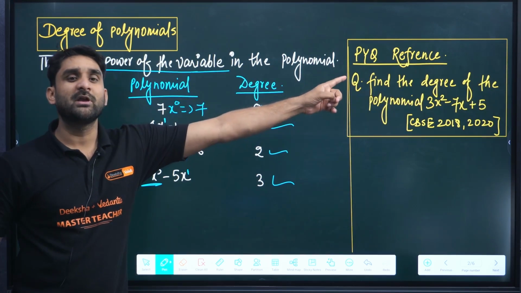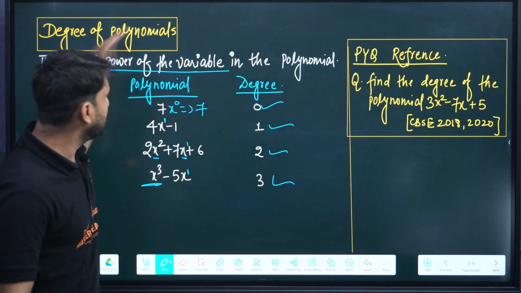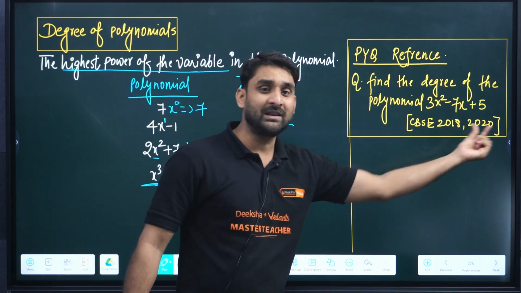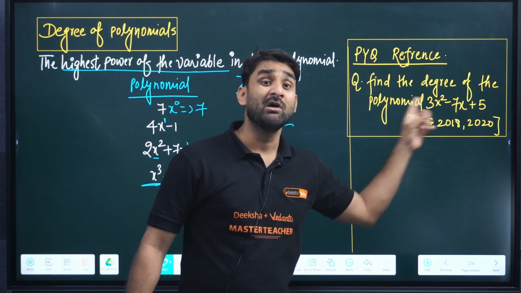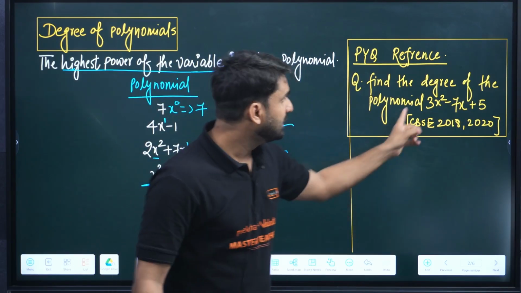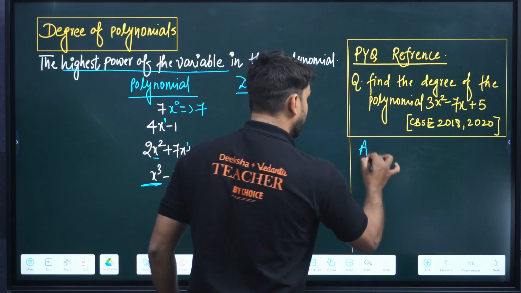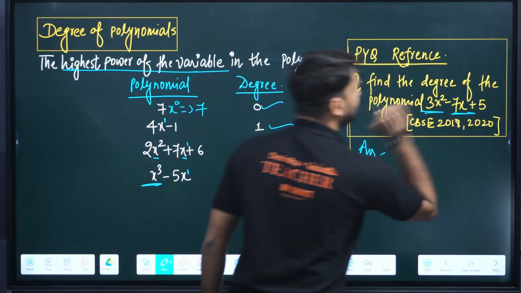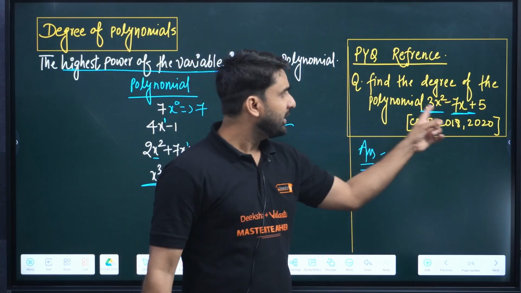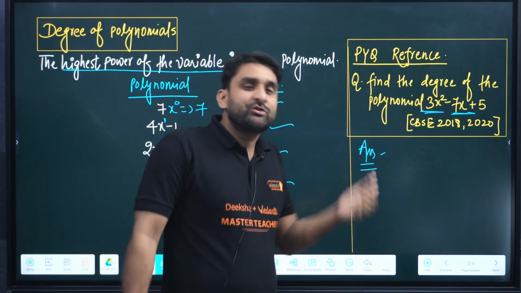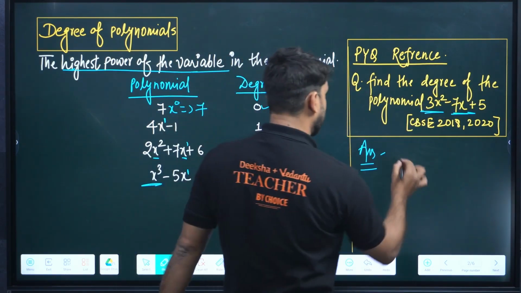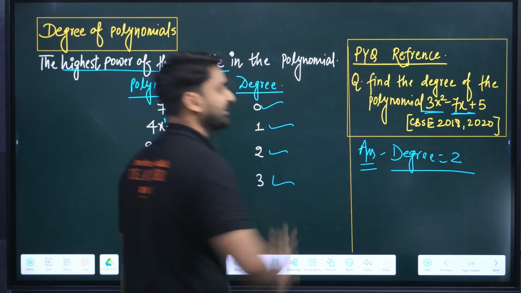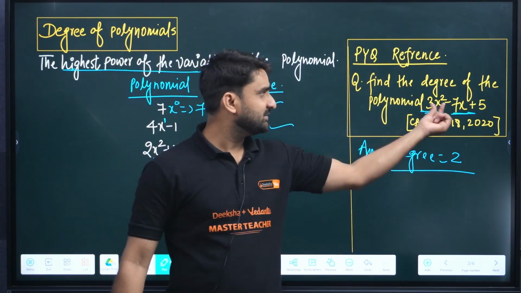Now look at the PYQ reference. From this particular theory, the question has been asked in the board exam in the years 2018 and 2020. What is the question? Find the degree of the polynomial. The question is given here, so what will be the answer? Where is the variable? The variable is here and here. X is there also and here also. Right? So which will be the highest power? 2 will be the highest power. So the degree will be 2, because the highest degree is 2.